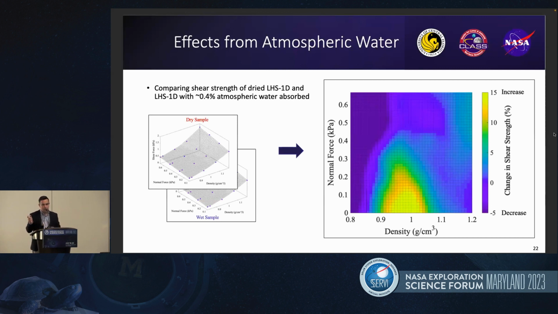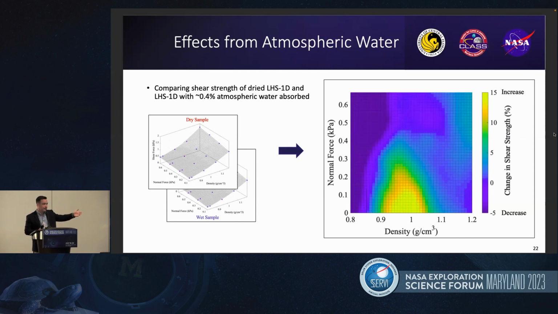So in this case, we looked at LHS-1D, which is the dusty version of LHS, made that whole 3D plot, and then basically baked the LHS for 24 hours to get all the absorbed atmospheric water out, and reran those tests with that baked sample. And so essentially, if you subtract those two surfaces, you can see what the difference is in terms of shear strength that the absorbed atmospheric water is causing. And that's the chart on the right.